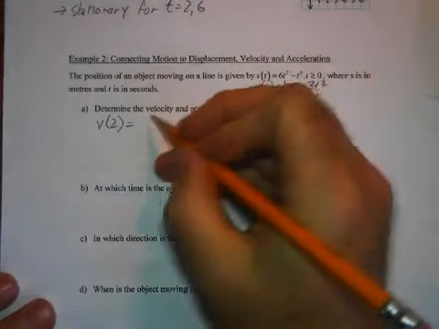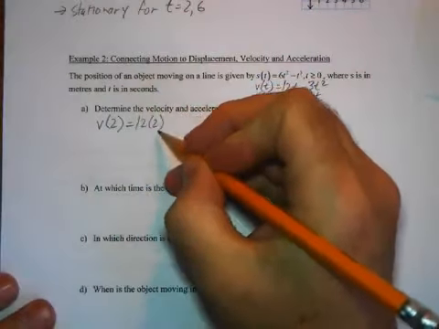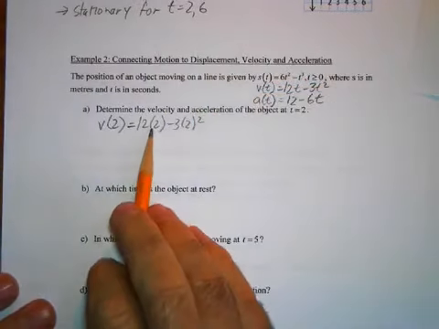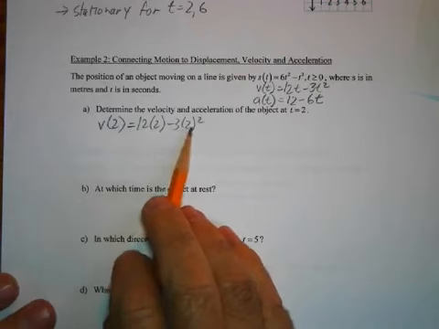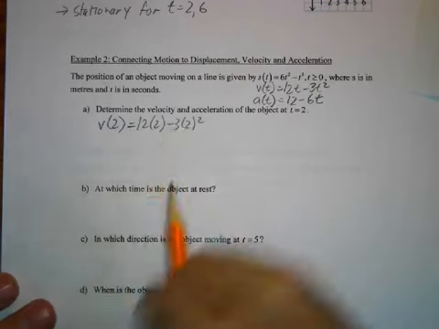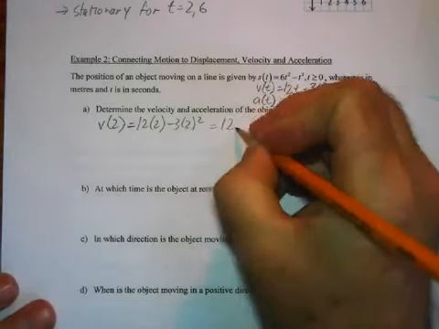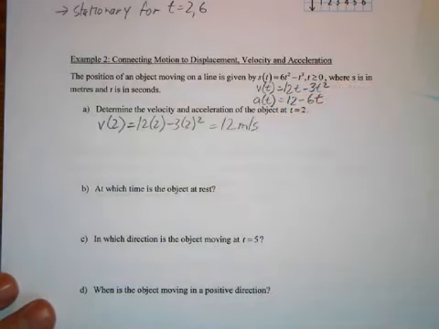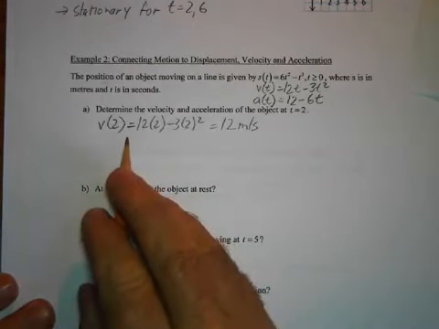So that would be 12 times 2 minus 3, 2 squared. So that's going to be 24 minus, that's going to be a 12 there. So that's going to be 12, and that's positive. 12 meters per second is the velocity at 2 seconds.